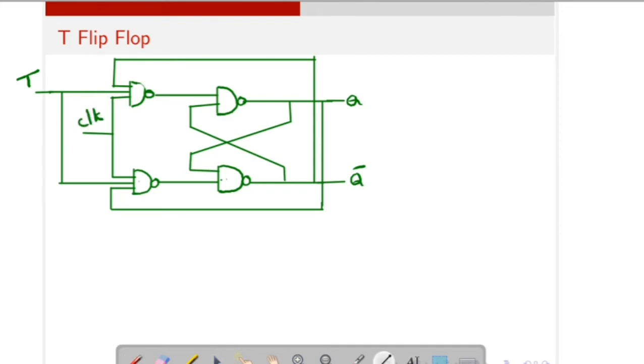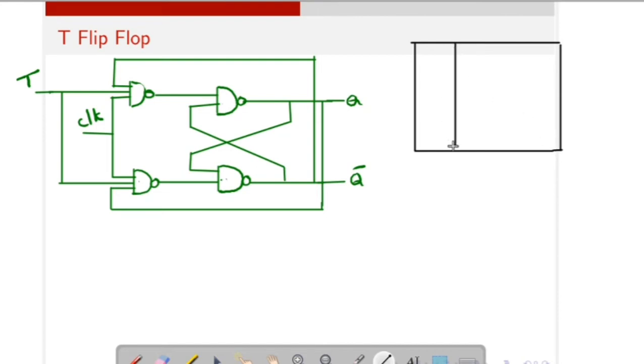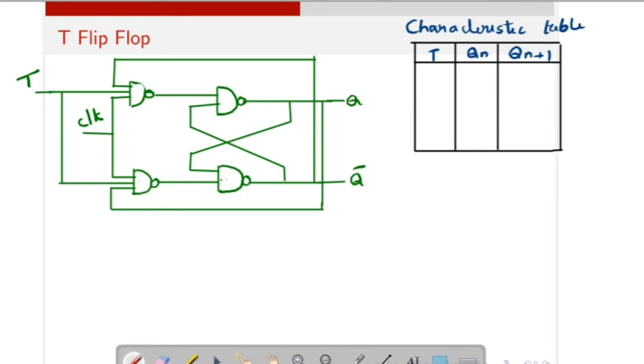Clear? Next I will explain the working of this T flip-flop with the help of a characteristic table. So the characteristic table has three columns: T input, present state and next state. Okay, so this is T input, then present state Qn, and next state is Qn plus 1, and this is the characteristic table. Okay, so when T is equal to 0 and present state is equal to 0.